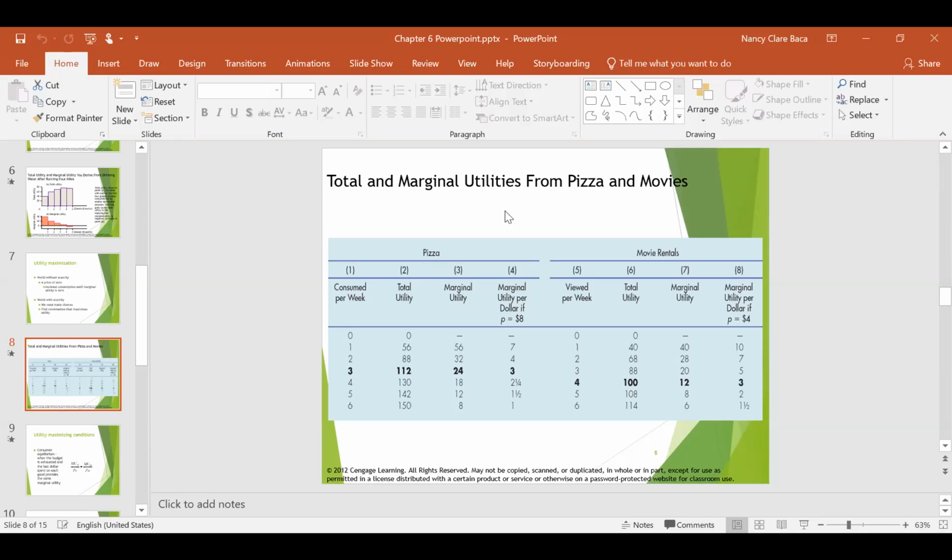So we work our way down and then we find 3 and 3. It's not a coincidence that's all bolded, right? But let's do the math. So at 3 and 3, that's 3 pizzas at $8 a piece, or $24. And that's 4 movies at $4 a piece, which is $16. 24 plus 16 is 40. We've exhausted our budget. And the marginal utility per dollar on those units is the same.